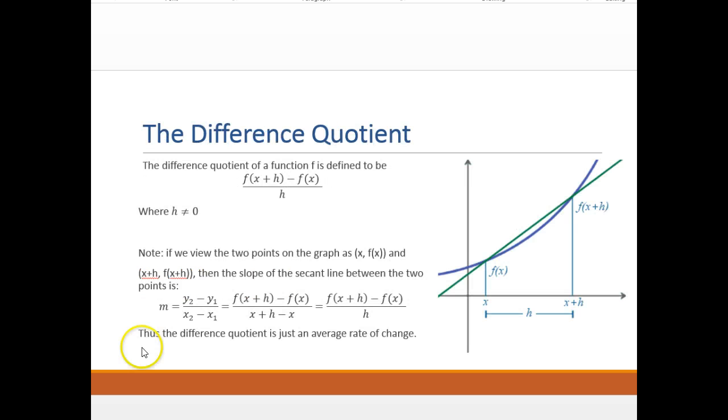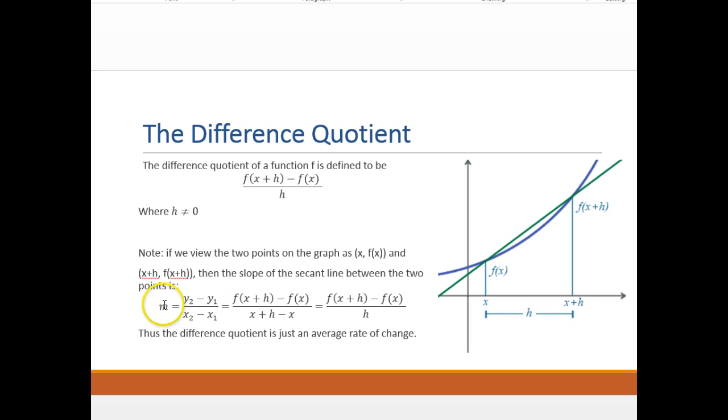Now, not all functions have constant slopes. If we look at this function f of x, okay, this does not have a constant slope. We're going to introduce the concept of the difference quotient, which is f of x plus h minus f of x all over h. In other words, I'm basically going to take 2 points. Instead of saying x1 and x2, I'm going to take x, and then I'm going to take some small distance h between them. So this is x and x plus h. So I'm going to use this notation instead of x1 and x2.